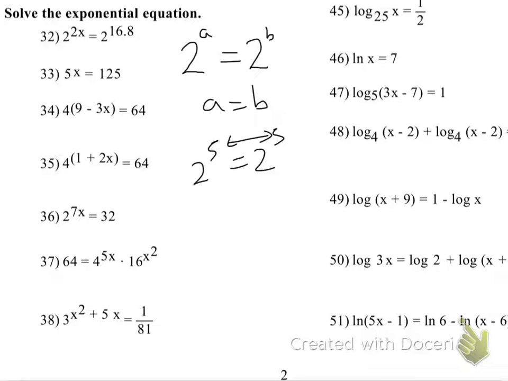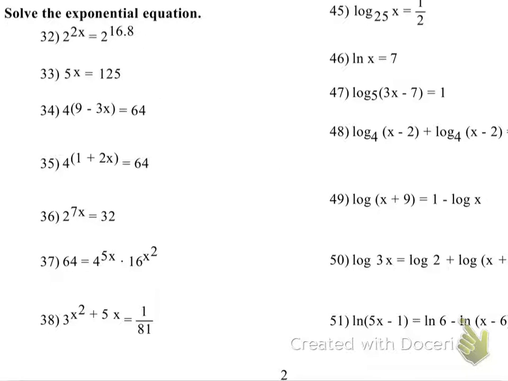Kind of makes sense. Right, so the whole point about this section is, if you have the same base, then exponent will equal exponent. Well, here I have the same base. So this means that 2x equals 16.8. Okay, so x is just 8.4. That's all that is, because I've got the same base.